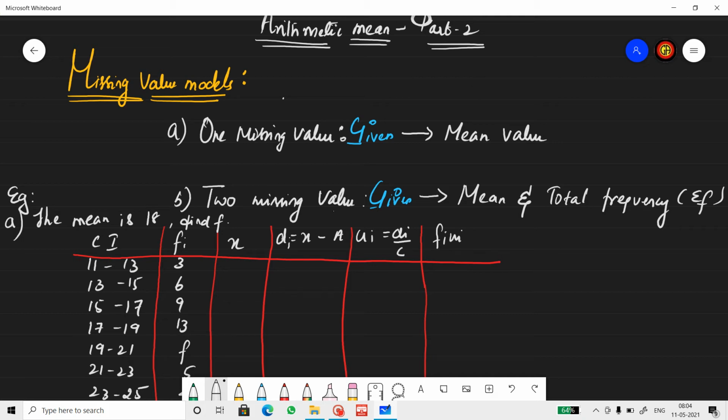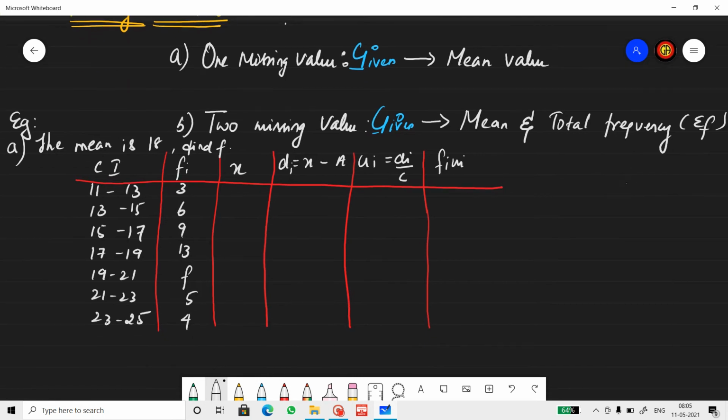When there are two missing values, and both the missing values are in frequency, then they will give you mean info and the total frequency, that is sigma f. Note it down. When there is one missing value, mean information will be given. When there are two missing values, the question will give us the mean value and the sum of frequency. Now, I picked up two questions to explain you this concept.